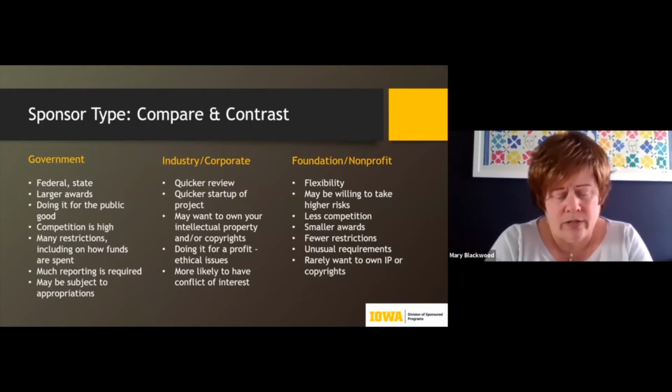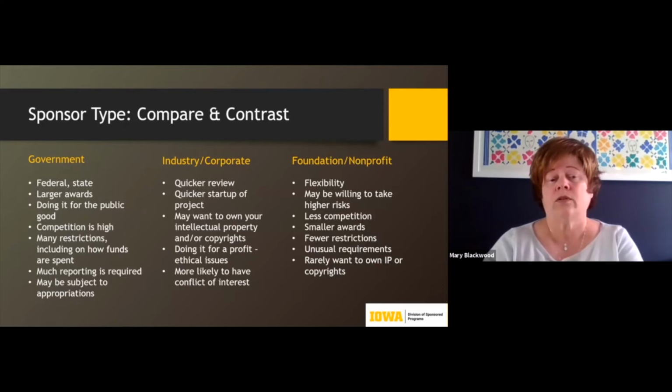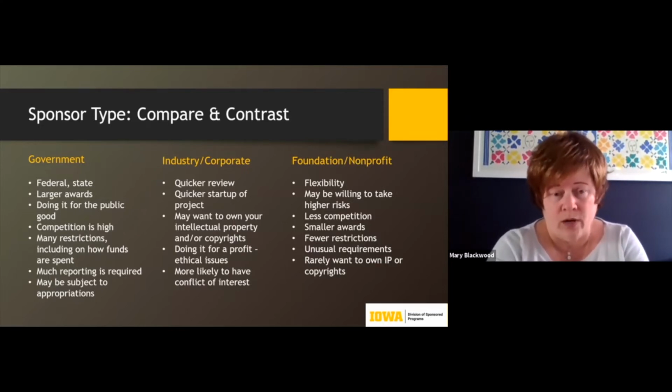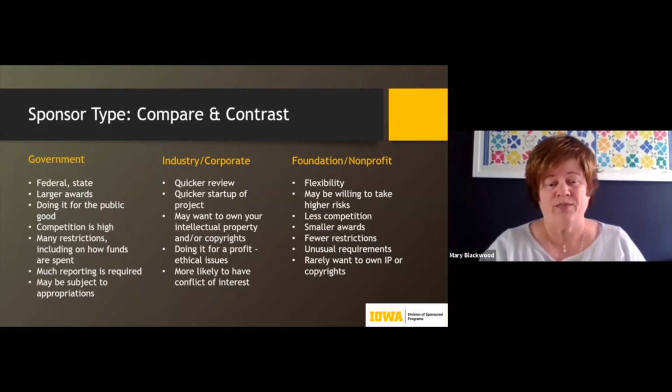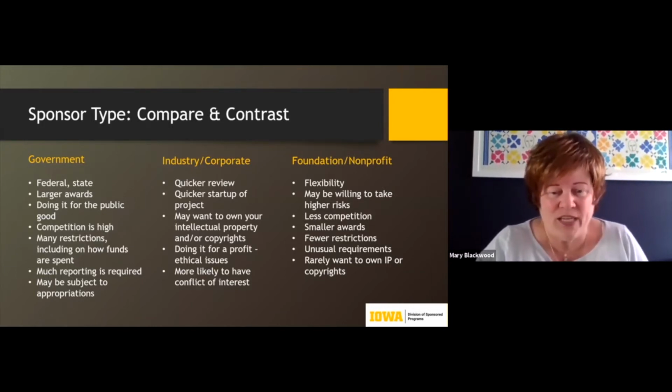And this is why it's always important to have a place like DSP. There's always a division of sponsored programs, however it's named, at institutions all across the country. And what they will do is they will look out for your intellectual property rights. They'll look out for your academic freedom rights. So that's why we like you to route something through DSP so that we can help you.